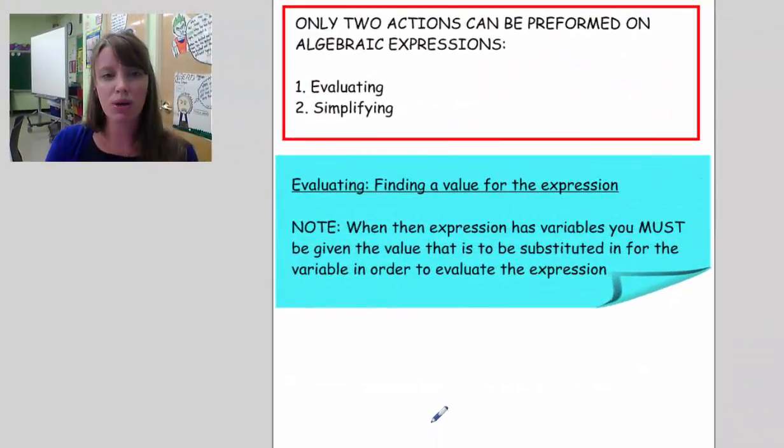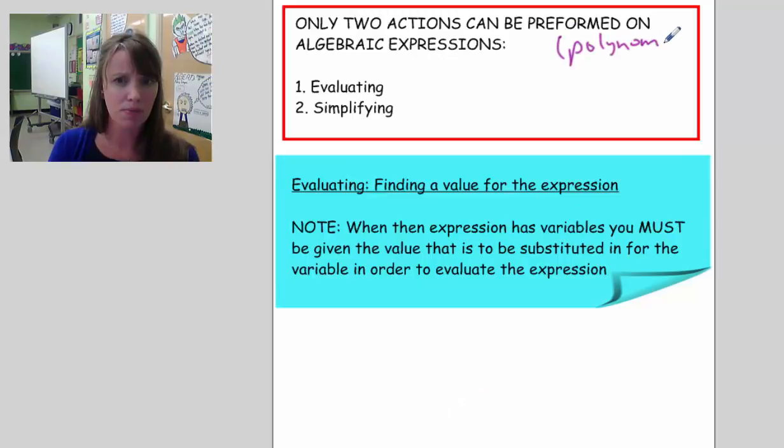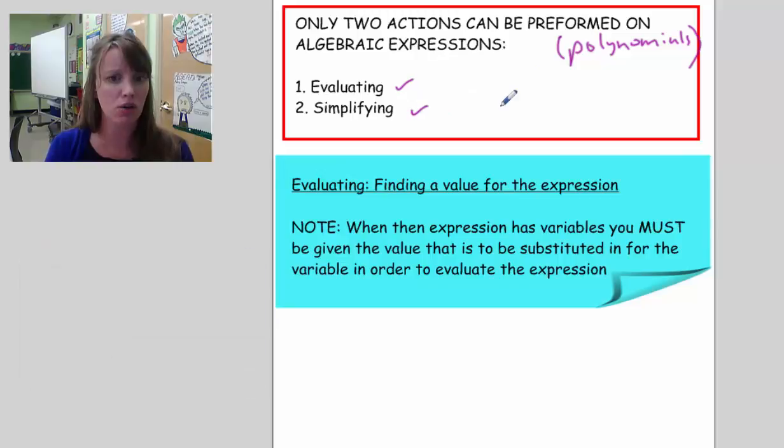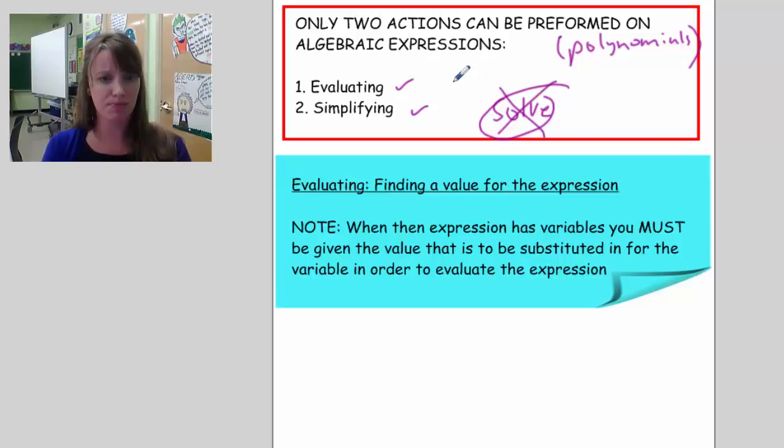When you are working with algebraic expressions or polynomials, the only thing that you're going to be able to do is evaluate and simplify them. You cannot solve, okay? The word solve is used for an equation, so you cannot use it when we talk about algebraic expressions because expressions do not have equal signs. Evaluating is finding a value for the expression. Note, when the expression has variables, you must be given the value that is to be substituted in for the variable in order to evaluate the expression.